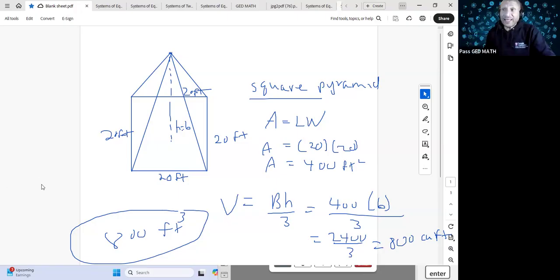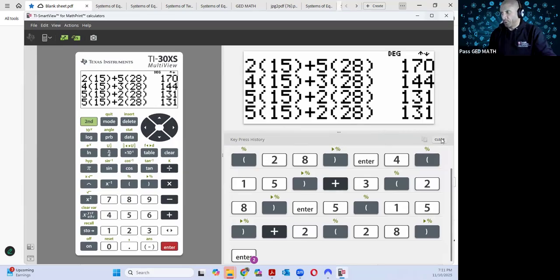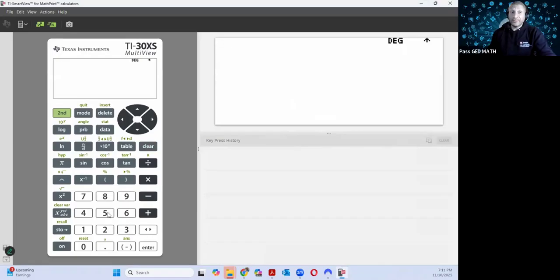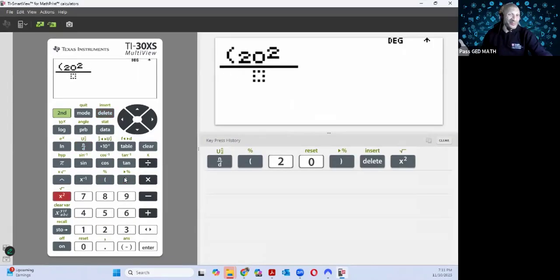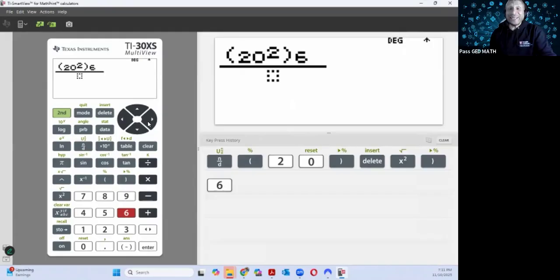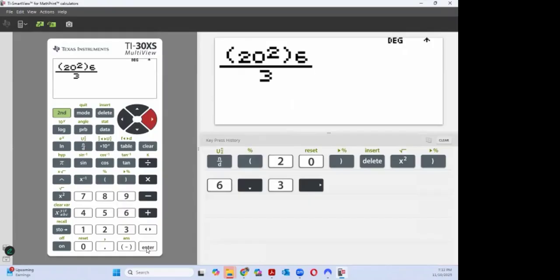Matter of fact, I wouldn't even do that by hand. What I would have said was, let me grab my calculator. Hold on, I just lost it. What I would have done was let my calculator do all the work. V equals base times height, and 20 times 20, or 20 squared, because I know what a square is, times my height, which is 6, divided by 3. Now, I didn't spend 2 minutes on that problem. I spent 15 seconds. And that's the answer.